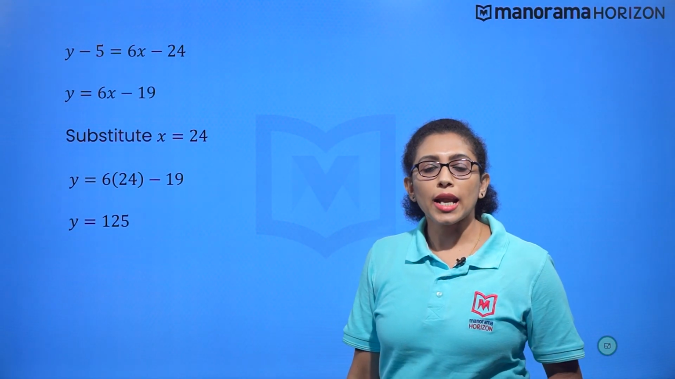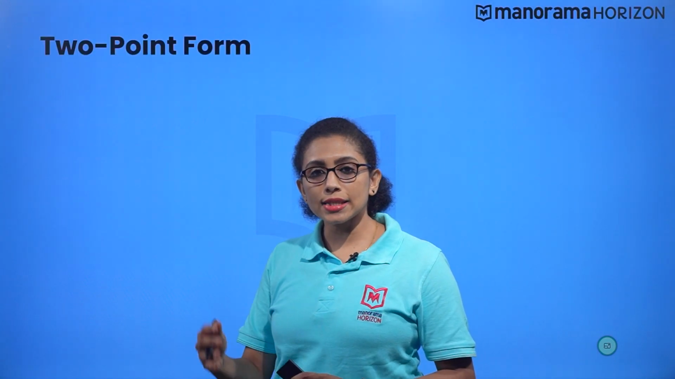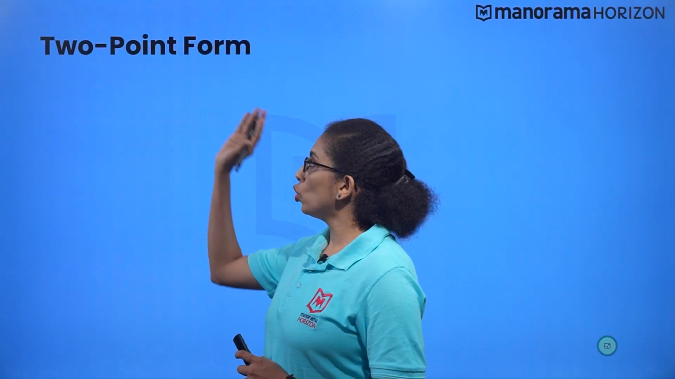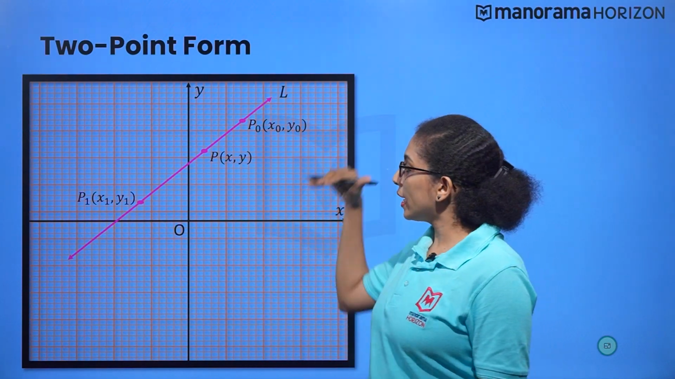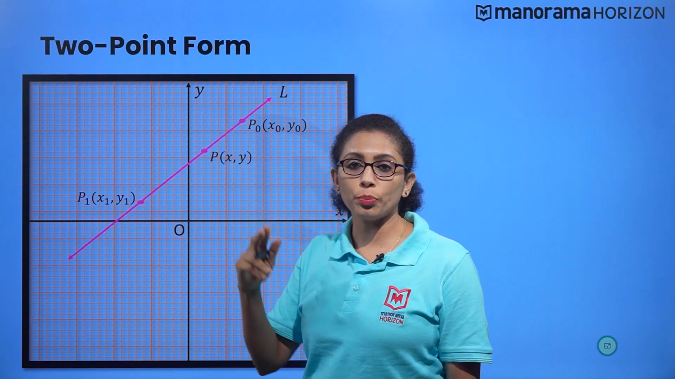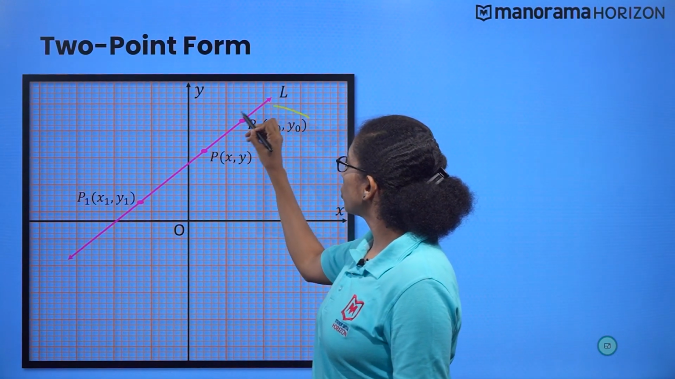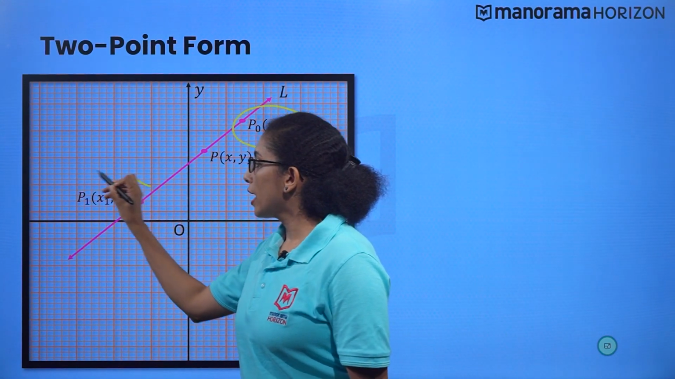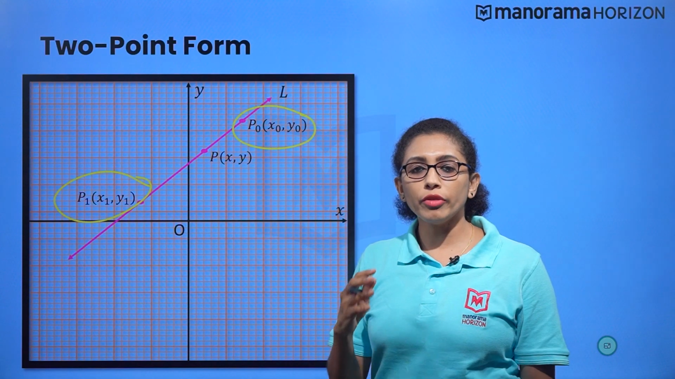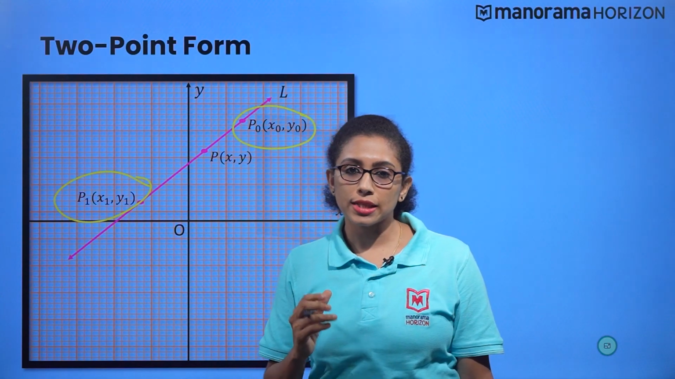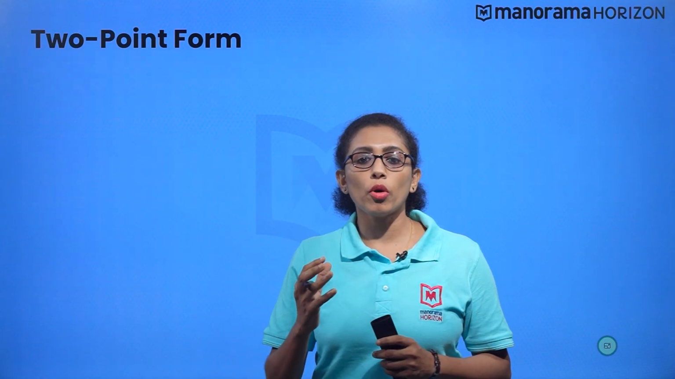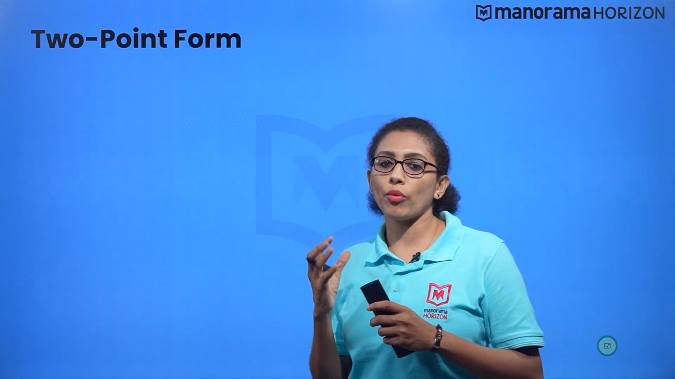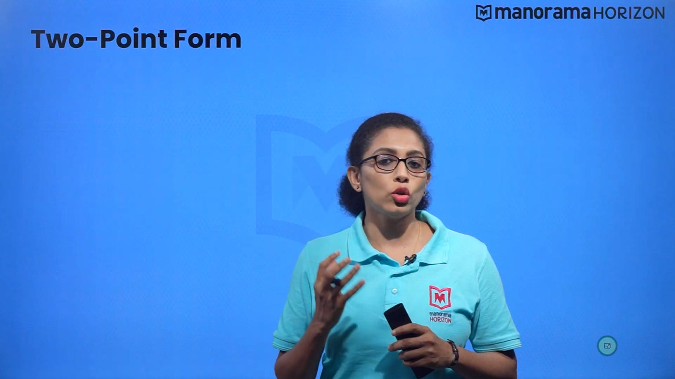125. Alright. Now, let's discuss the next form, that is two-point form. So in two-point form, we are given that the line is passing through two points. Let's say x0, y0 and x1, y1. And we need to find the equation of this line. Thus, we got an idea from the figure that the two-point form is used to find the equation of a line when it is given two points.